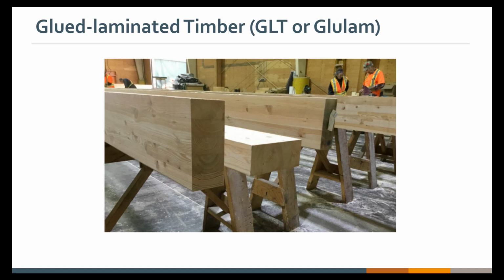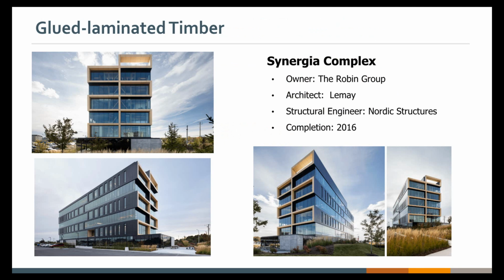Now, glulam is probably the oldest engineered wood product in the industry, and it's been around for a long time. This is an example of a building up in Ontario, out of Quebec, that is a mass timber building, used glulam timber.